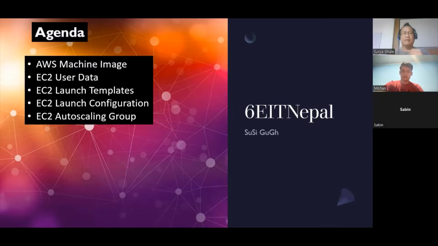So some AMIs are provided by AWS itself, which are available for everybody free of cost. Some are in the marketplace, which you have to pay for, and there are your own custom images also. I'll show that to you today. And next one is EC2 user data.